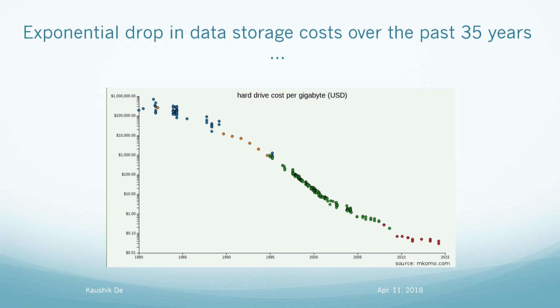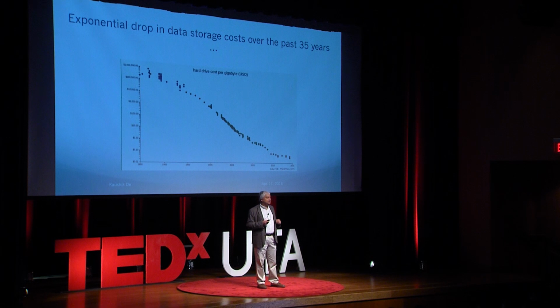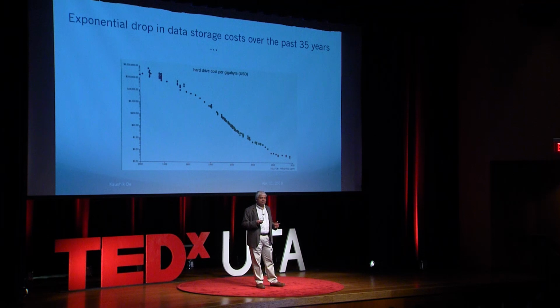This plot is a logarithmic plot, which means that if you look on the scale on the left-hand side, you will see that it goes 1 million, 100,000, 10,000, because factors of 10. So the cost of storage over the last 35 years has been falling like a rock. It's gone down by a factor of 2 every couple of years. And this has been a trend which has made it possible for us to talk about big data. If we did not have this trend in technology, we would not be standing here talking about big data.